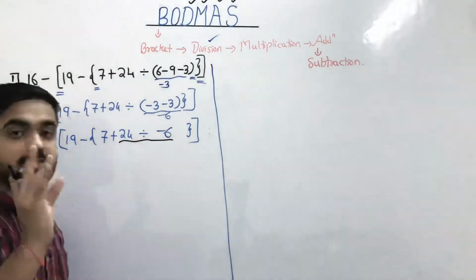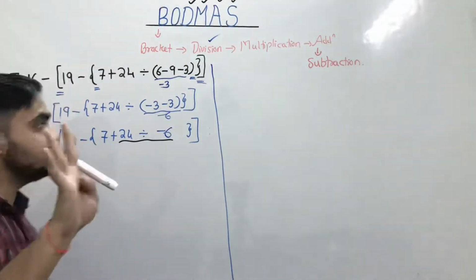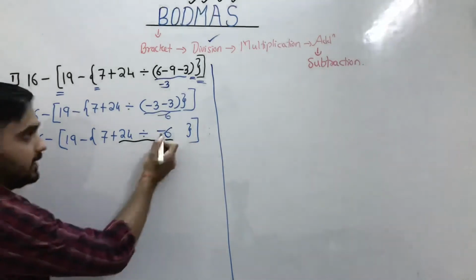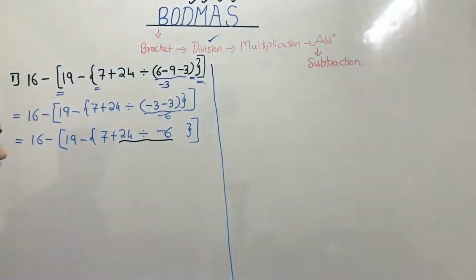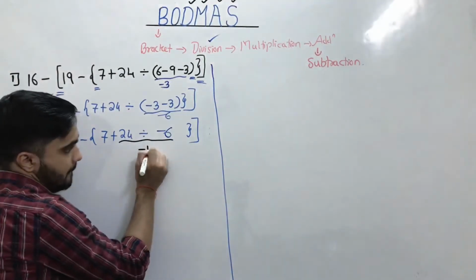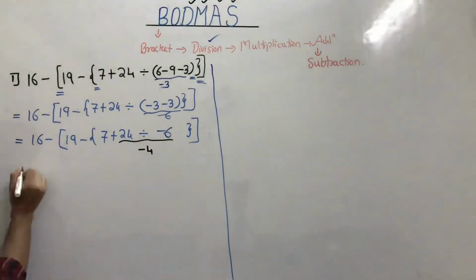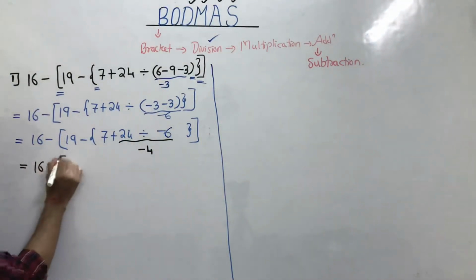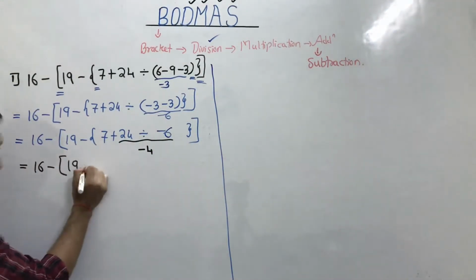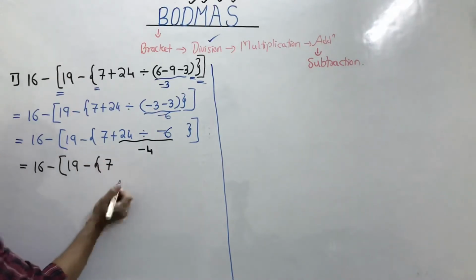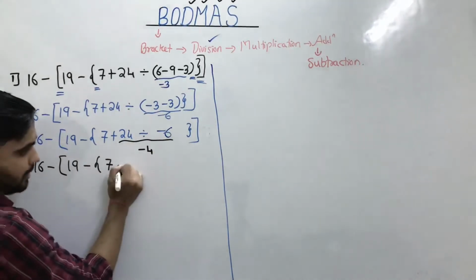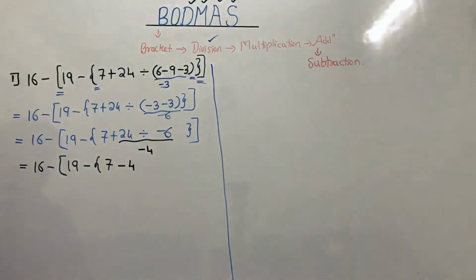6 ones are 6, 6 twos are 12, 6 threes are 18, 6 fours are 24. And this minus sign will be as it is. Hence you will get minus 4 here. So it is 16 minus 19 as it is minus 7, and this will be minus 4.